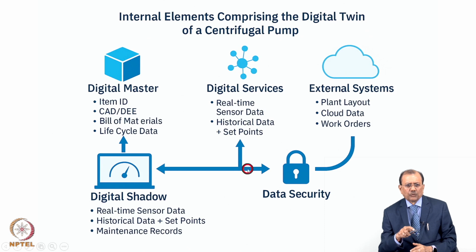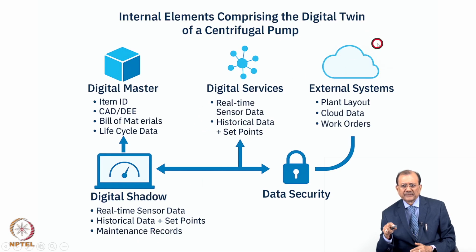You will see here one side is the digital masters, which consists of the item ID, CAD, bill of material, the cost, etc. Digital shadow: how the machine is functioning, like sensor data, historical data. And then what kind of digital services we would like to obtain from the digital twin. And then external systems, if we have to get information from external systems like plant layout, cloud data, etc. So this kind of schema we have to develop. Then I am going to discuss this a little in detail.